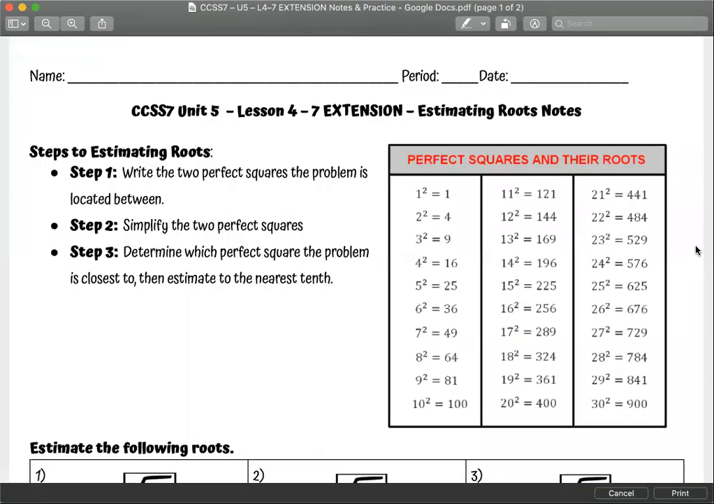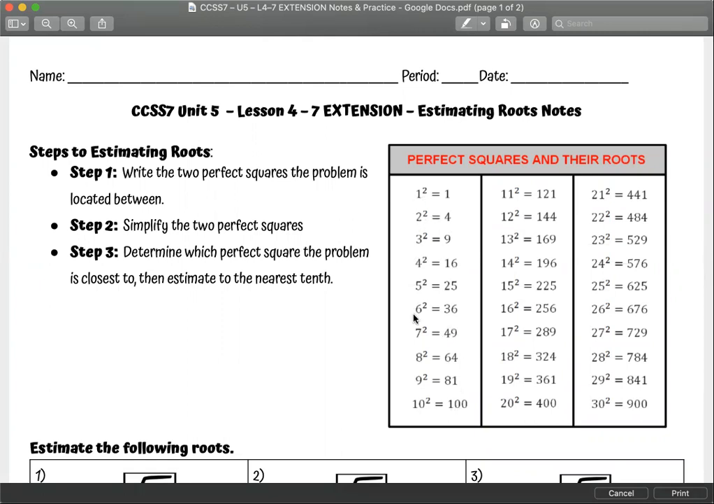All right, for this extension, we're going to be looking at estimating roots. So we are looking at square roots, and we're going to estimate square roots of numbers that, when you find the square root, you don't get a whole number. In order to estimate that, we're going to use what we call perfect squares. So the square of every whole number gives us perfect squares because we know that if we found the square root of them, we will get a whole number, not a decimal.